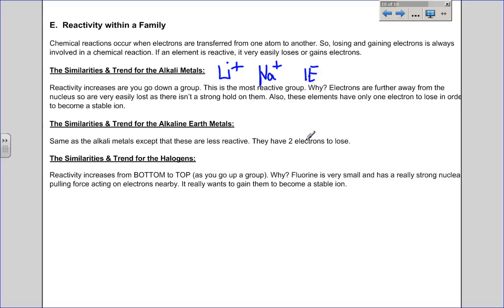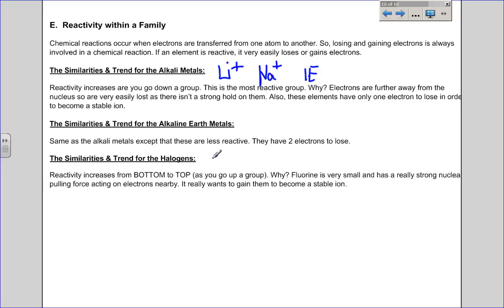The trend is similar for the alkaline earth metals. They are trying to lose electrons, so it's the ionization energy that's going to help us to explain the fact that as we go down the group, the atoms are going to become more reactive. These are slightly less reactive than the alkali metals because they have 2 electrons to lose, however.